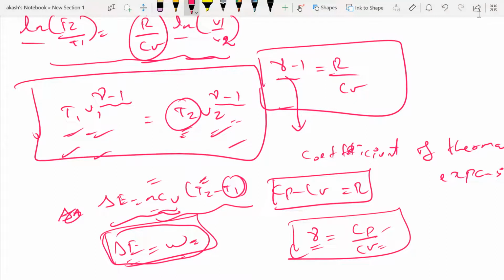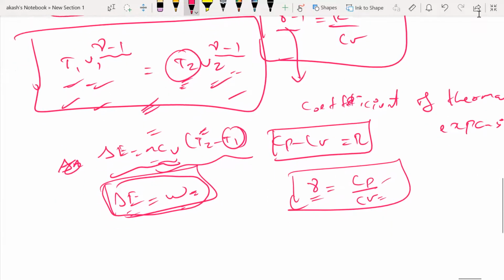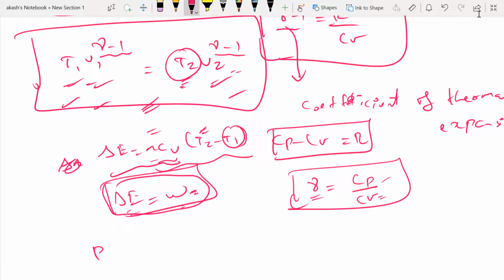T1 V1 power gamma minus 1 is equal to T2 V2 power gamma minus 1. Now, this is in terms of temperature and volume. Since I can go for the ideal gas equation and manipulate it a little bit, I'll be able to get a relationship for pressure and volume also. P1 V1 power gamma will be equal to P2 V2 power gamma. See, the power is only for volume, not for temperature.